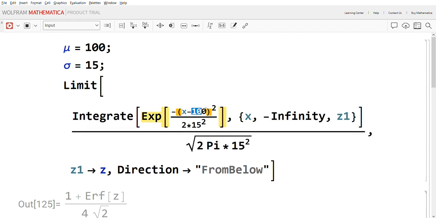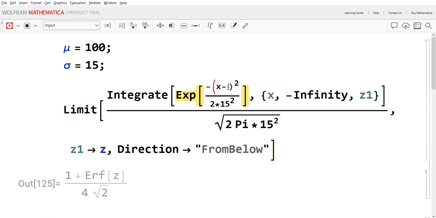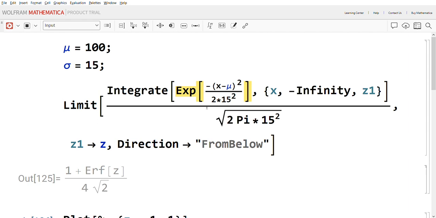So this 100 is going to be changed to mu, and then see, it's blue because it's currently unknown to Mathematica. I haven't declared it yet. And then 15 will be sigma. I kind of did overkill here, but oh yeah, and then 15 should be replaced by sigma.